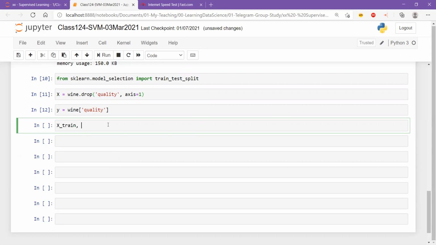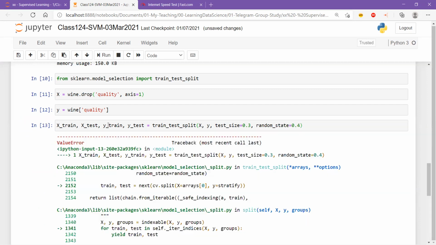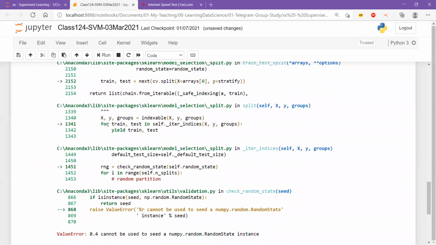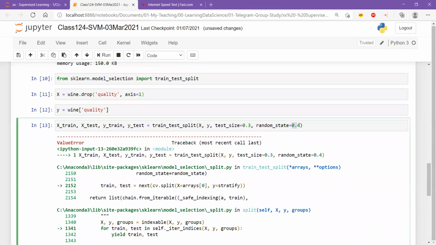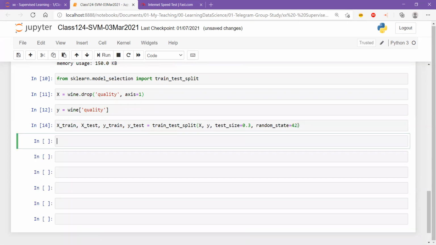X train, X test, Y train, and Y test is equal to train test split X comma Y, test size is equal to 0.3, let's say, and the random state is equal to 0.4, right? So once I... 0.4 can't, okay. Oh, sorry, extremely sorry. It has to be an integer.